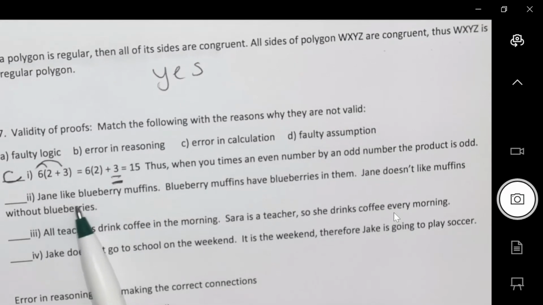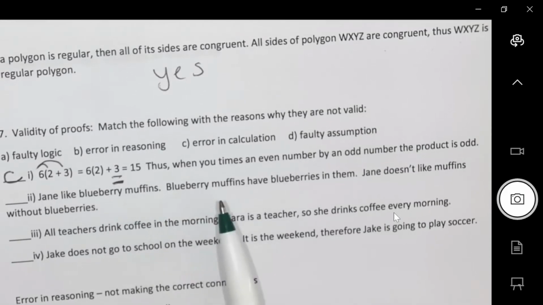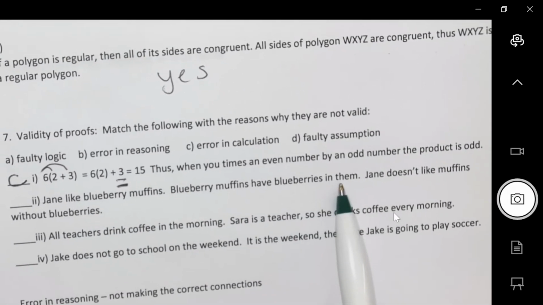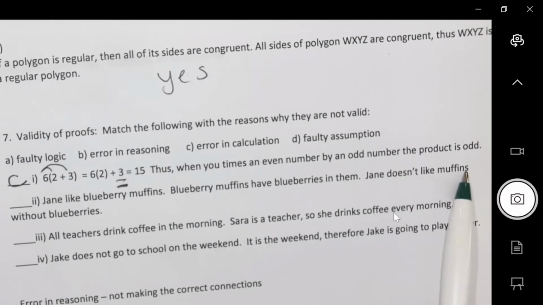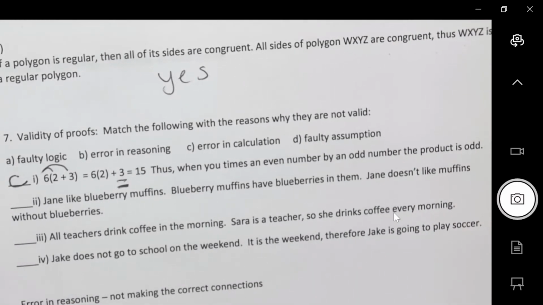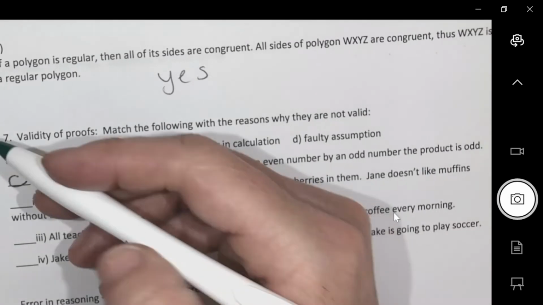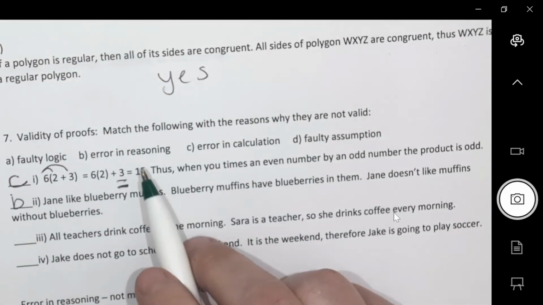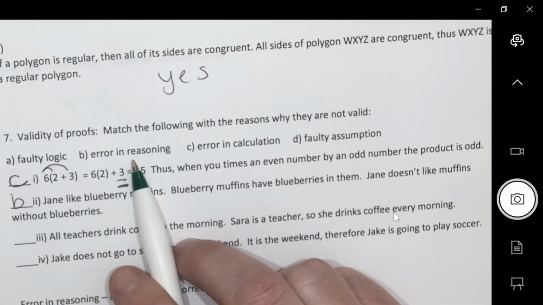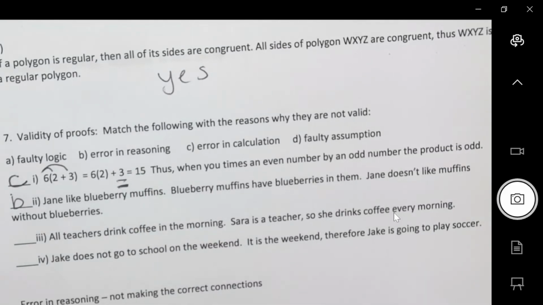Okay, Jane likes blueberry muffins. Blueberry muffins have blueberries in them. Jane doesn't like muffins without blueberries. So that's not a good way. So what do you think this is? I would say she didn't really connect her ideas. She didn't really reason that out very well. She didn't connect the concepts together appropriately.